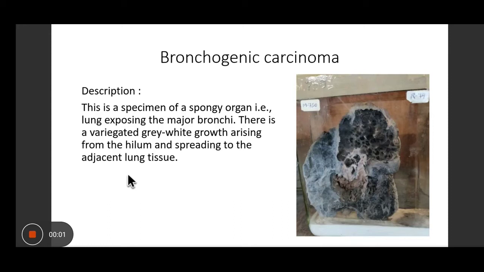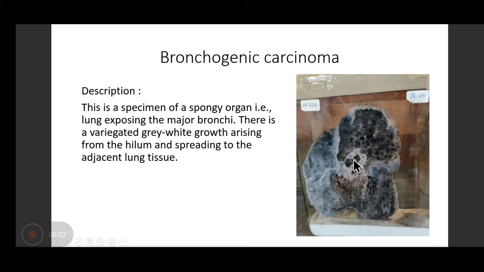When it comes in the exam, firstly you will describe what you see. That is, firstly you will tell what organ it is. So this is a spongy organ, okay? Spongy solid organ. That is the lung. Now, how do you say that it's a lung? Because you can see the major bronchi and the bronchioles here.